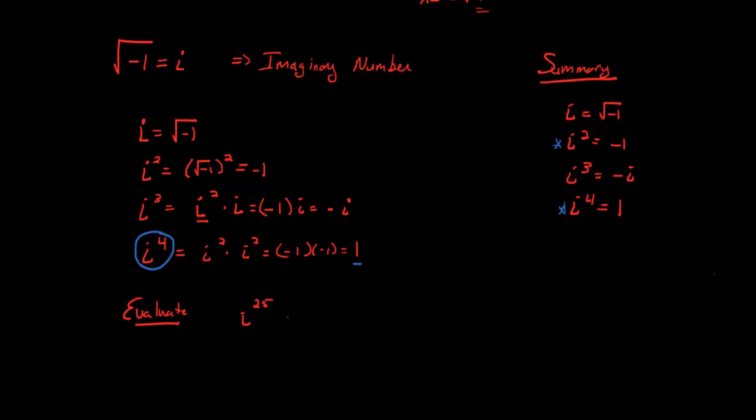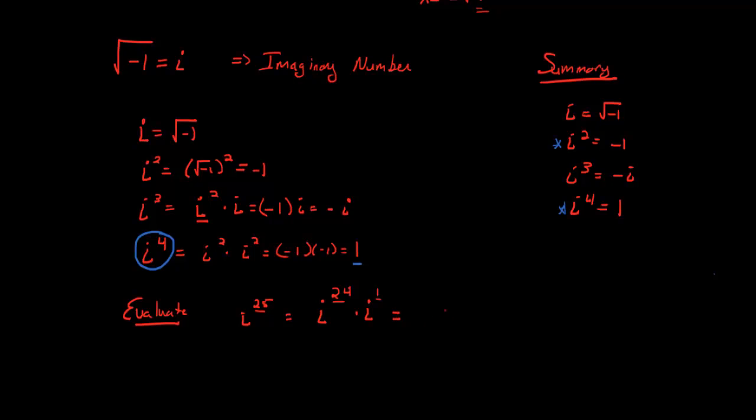So let's go ahead and think. Does 25 divide evenly by 4? No, it doesn't. Let us reduce by a value of 1. Okay, 24, it definitely does. So we can write this as i to the 24th times the value of i, because i to the 1st times i to the 24th gives you i to the 25th. When you have the same bases, you can multiply their exponents.